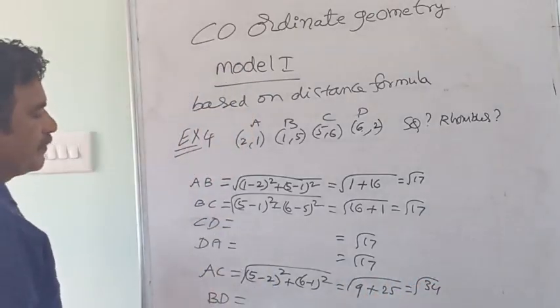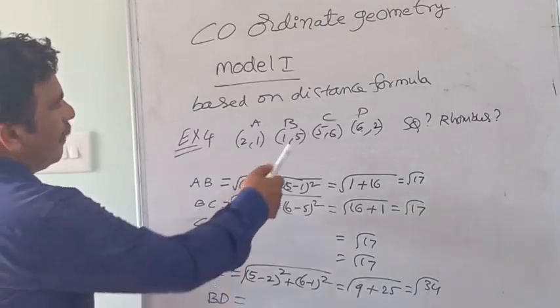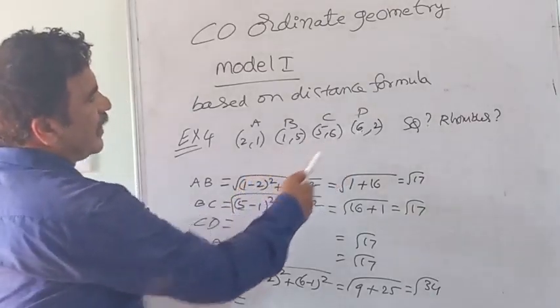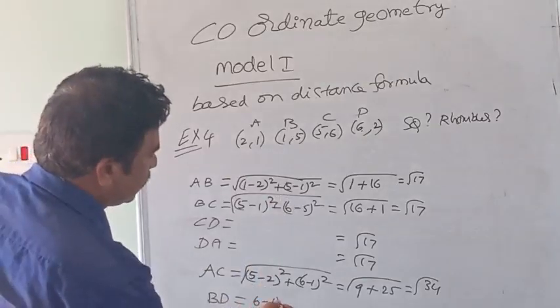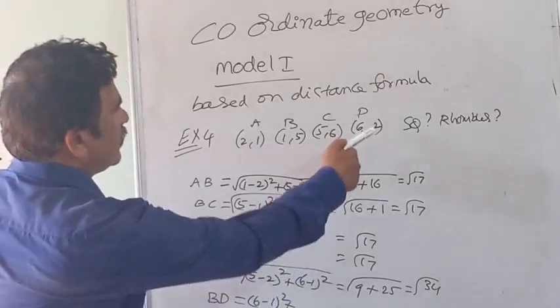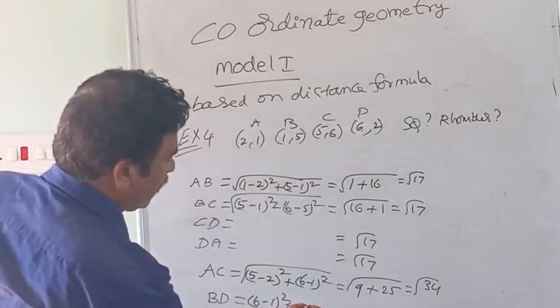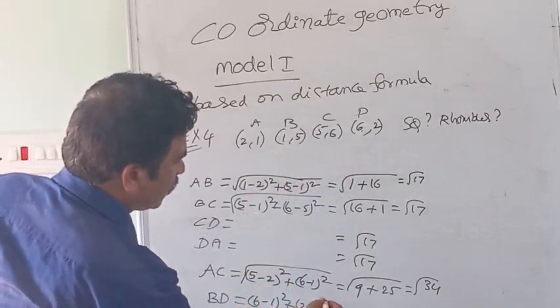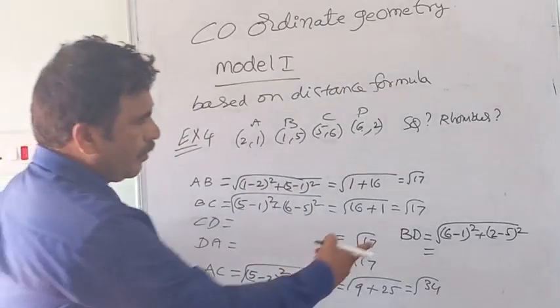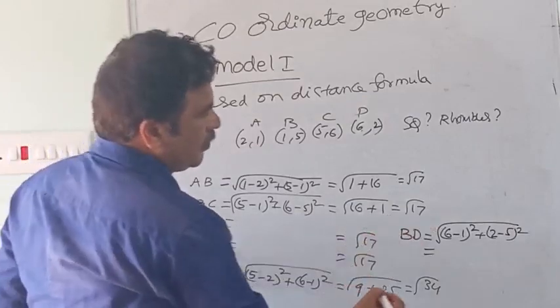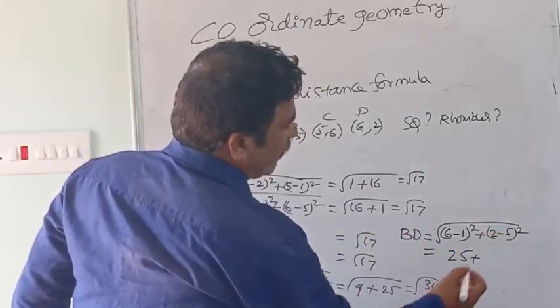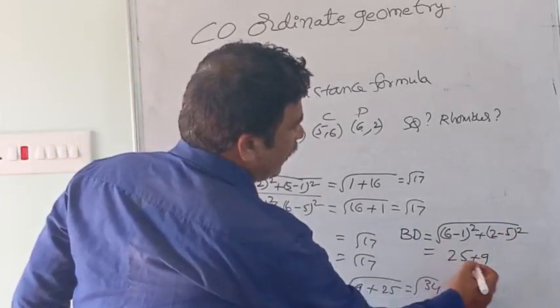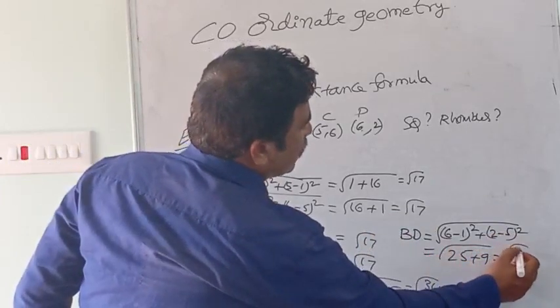Now BD. B is x1, y1, D is x2, y2. Therefore, (6 minus 1) whole square plus (2 minus 5) whole square. 6 minus 1 whole square is 25. 2 minus 5 is minus 3, whole square is 9. Simplify, you will get root 34.